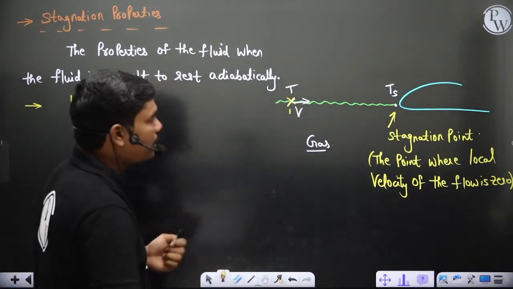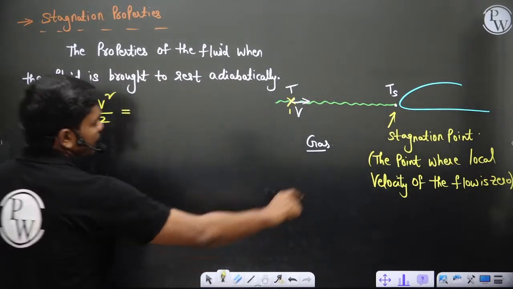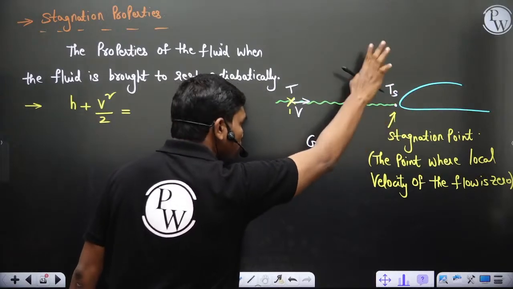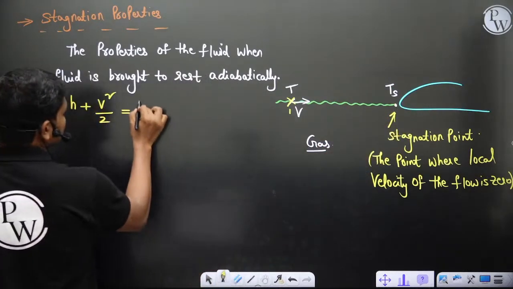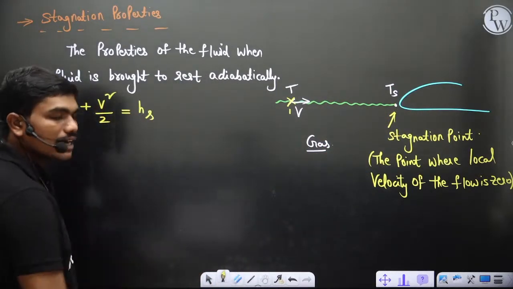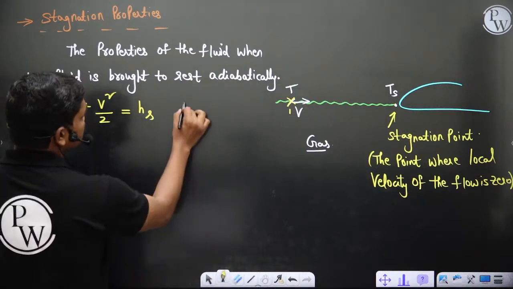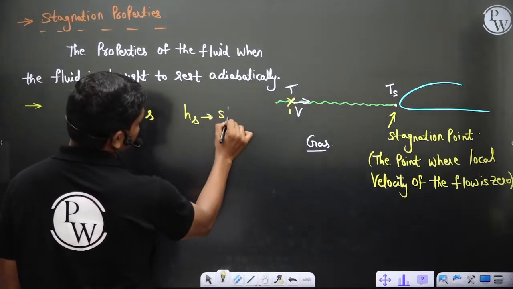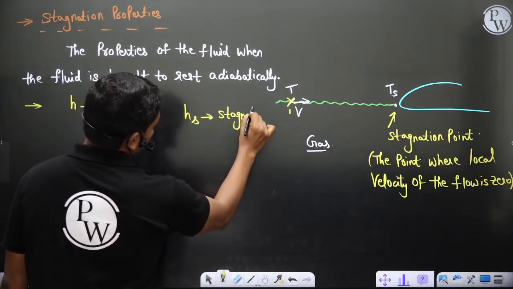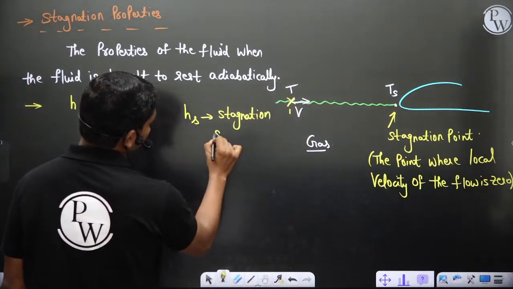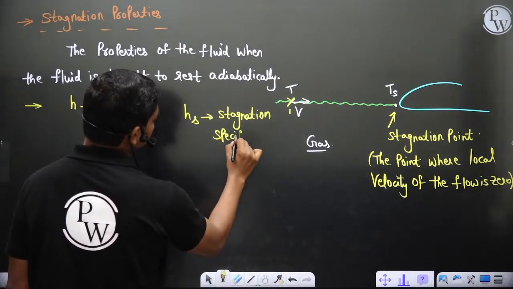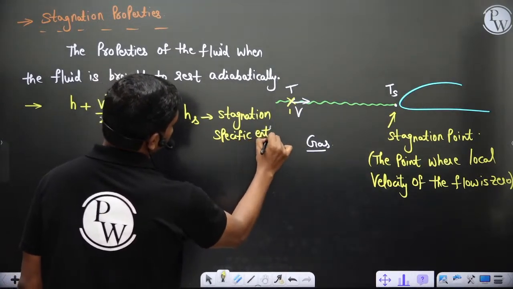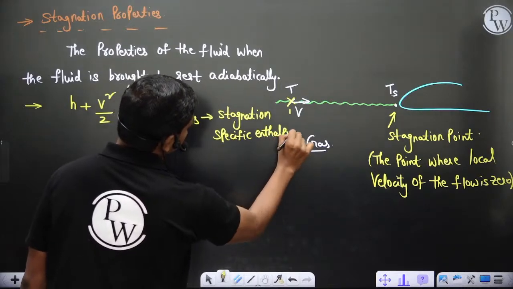Yes or no? And this is equal to, finally when the particle reaches here, it has only temperature but no velocity, so this is the stagnation enthalpy actually. Okay, so Hs is the stagnation specific enthalpy.